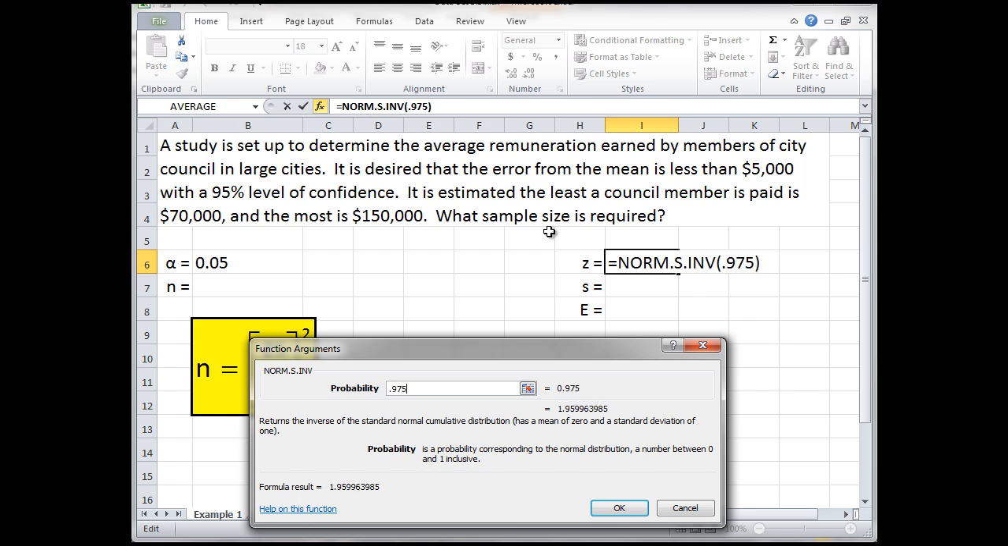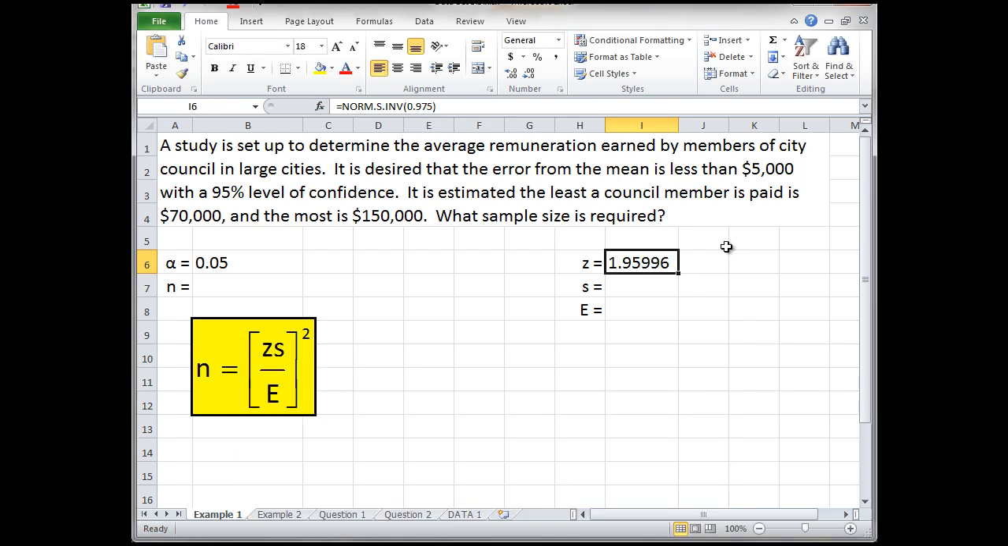or 0.975. With only having an estimate for the high value and the low value, to estimate our standard deviation, we'll have to use the range divided by 4. So it is equal to 150,000 minus 70,000 divided by 4. We get a standard deviation of $20,000. The maximum allowable error set out within this experiment was $5,000.